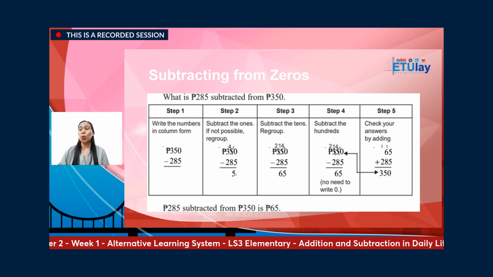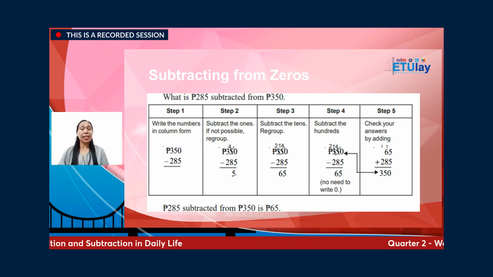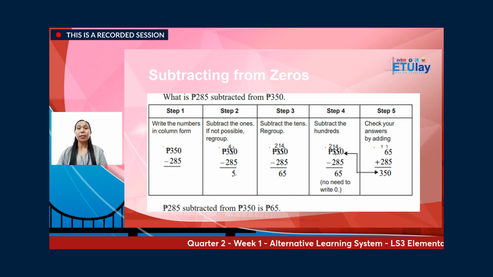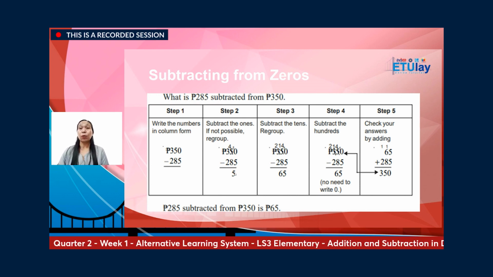350 minus 285. Subtract the ones place. 0 minus 5 is not possible, so we need to apply regrouping. Borrow 1 from 5. That will be equal to 4. Then 0 will be equal to 10. Now we can subtract. 10 minus 5 is 5.